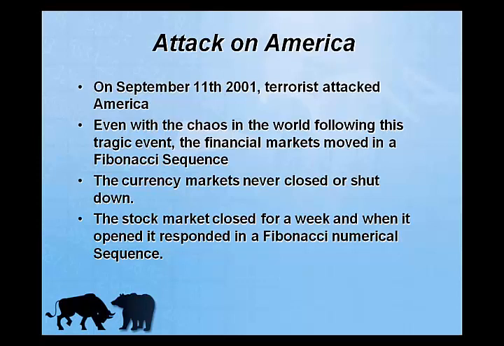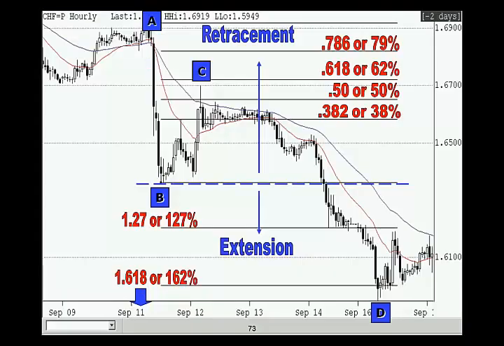Okay, now this is real interesting. On September 11, 2001, terrorists attacked America. Even with the chaos around the world at that moment, the currency markets never closed down. The stock market closed down, but the currency markets always stayed open. And the market, as well as the stock market, and as well as the currency market, were still moving in their natural formation.